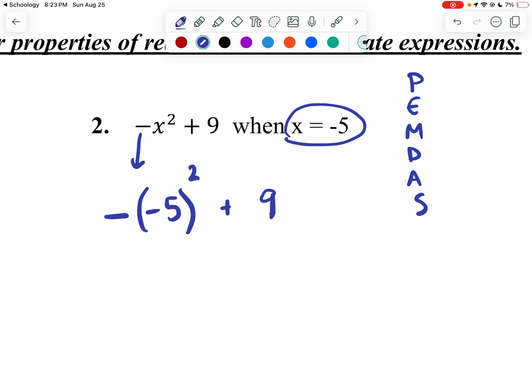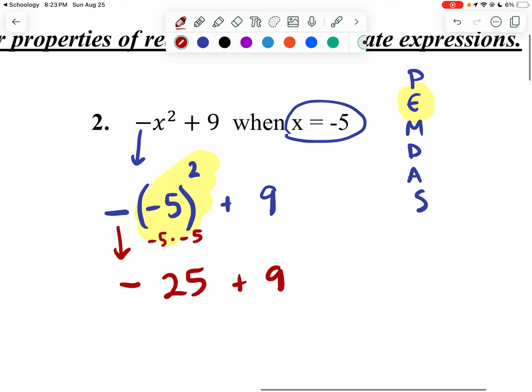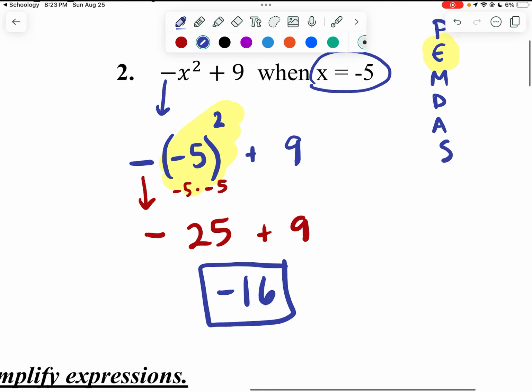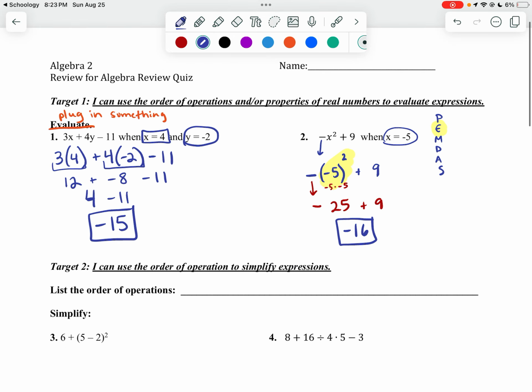There's parentheses, but there's nothing to do in the parentheses, so next would be exponents. This has to come before you say, oh, negative and a negative makes a positive. You have to do your exponent first. -5 squared means -5 times -5, which is positive 25, but this negative still comes down. Okay, so that's kind of the tricky part. And then -25 plus 9 would be -16. Okay, so just watch that negative.